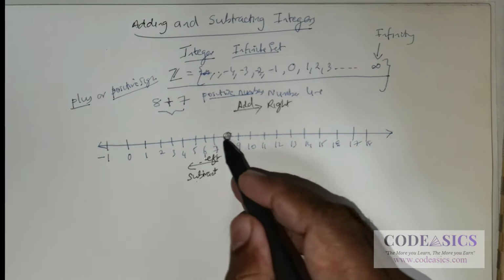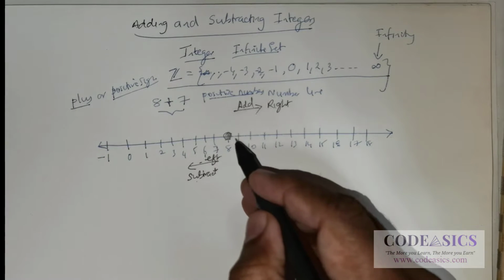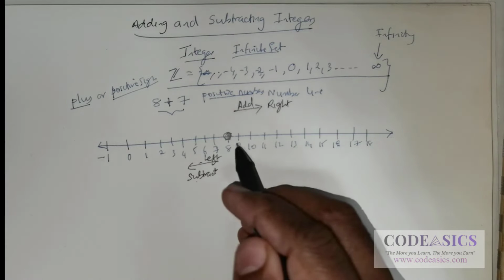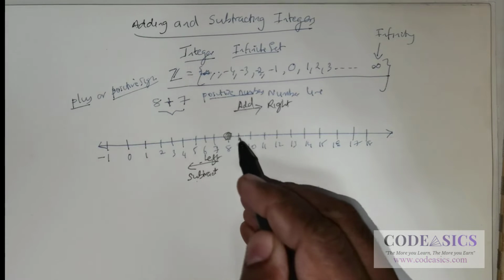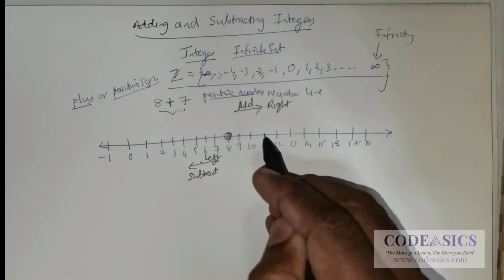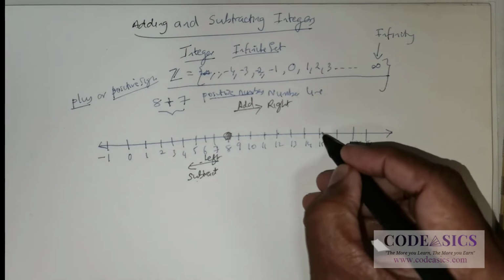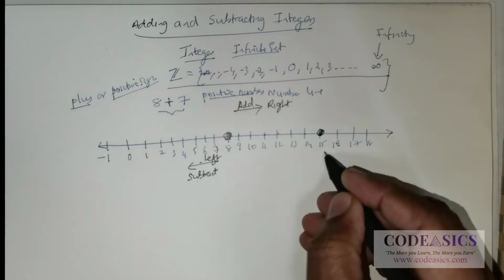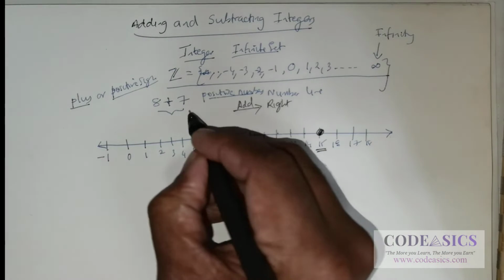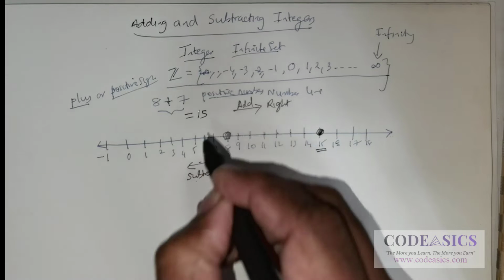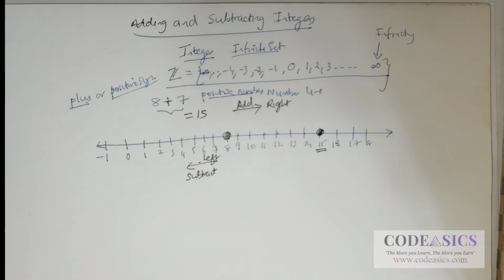So I'm starting with 8. I need to add 7. So count 7 to the right. It's going to be 1, 2, 3, 4, 5, 6, 7. So you have landed up here. What is the number you see? 15. So that is the answer. That's all you need to do.